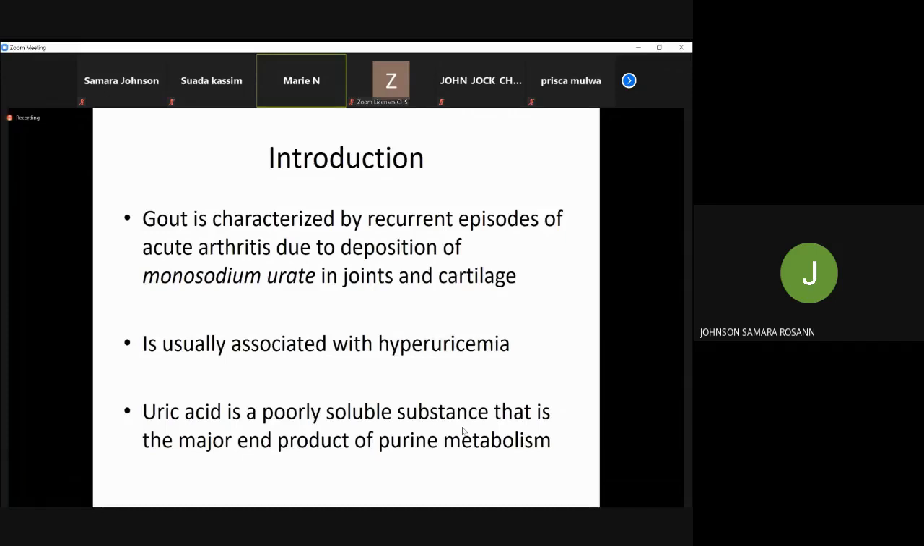It is a poorly soluble substance that is the major end product of purine metabolism. So remember, your purines are basically adenine and guanine. They're building blocks of DNA, and they are nitrogenous bases that are found in foods, for example, meat.